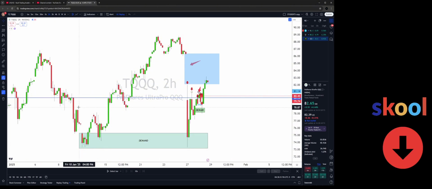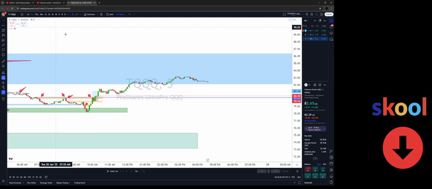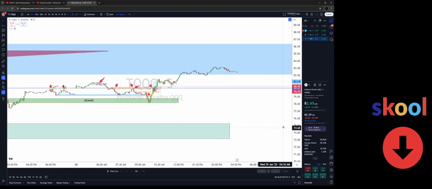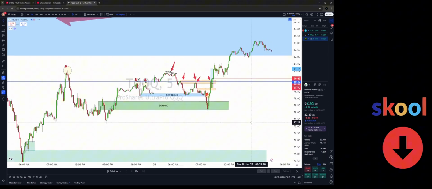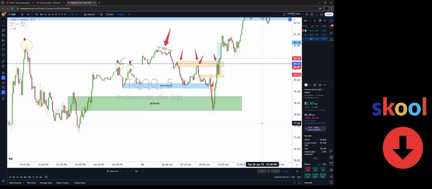So let's break this down real quick and show you what we did this morning inside of Vault Trading Academy and how we were able to secure these gains, for other members as well. Let's go on to a 5-minute time frame, because those are the time frames I like to use to day trade. And so this was this morning.